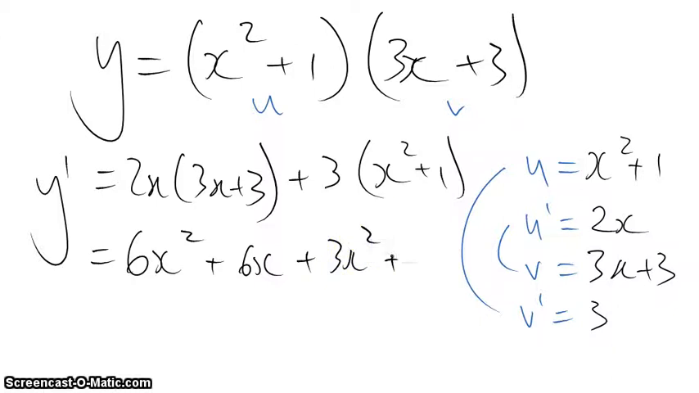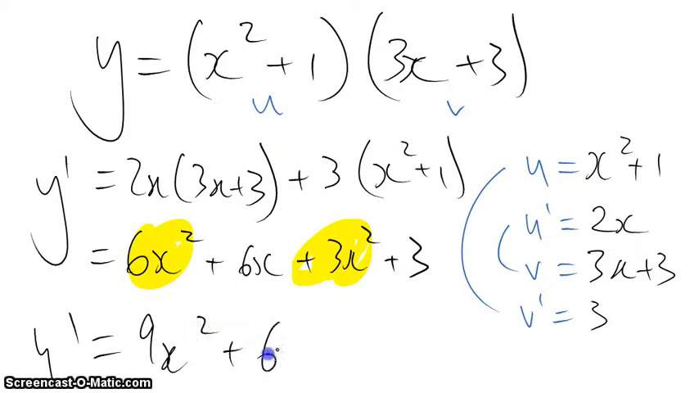There we go. And look at some like terms there. And that's it. So Y dash is 9x squared plus 6x plus 3, or you could factor it, so it isn't going to change too much. So let's do one more.